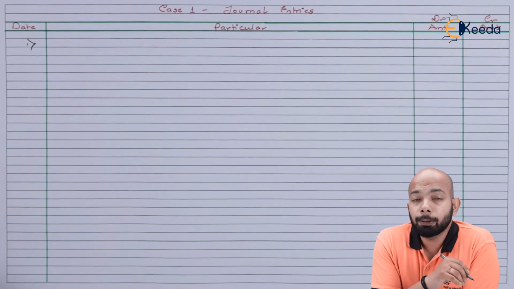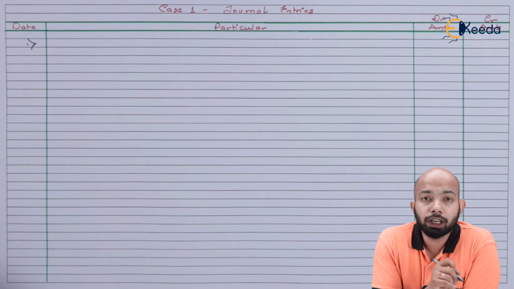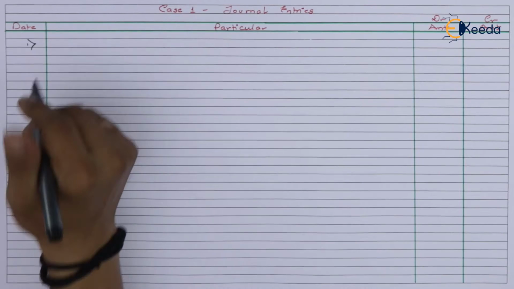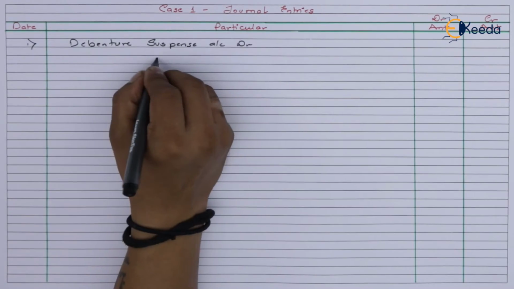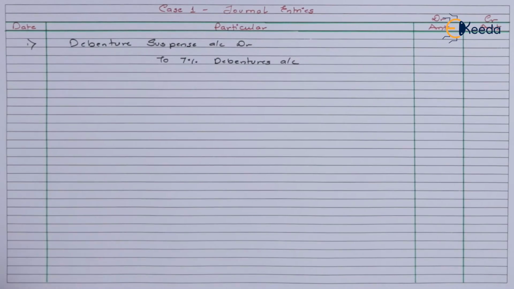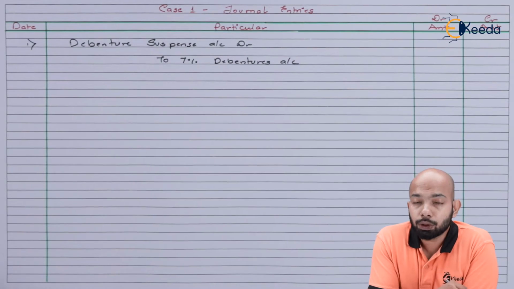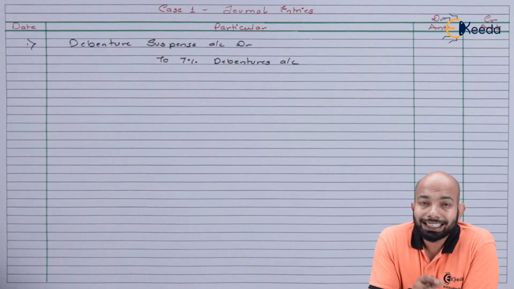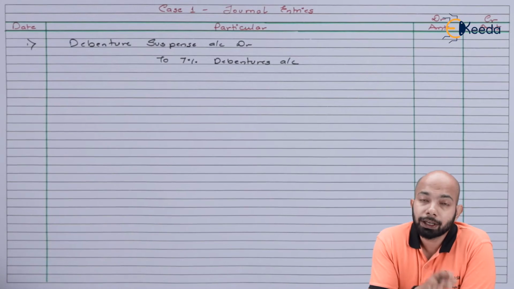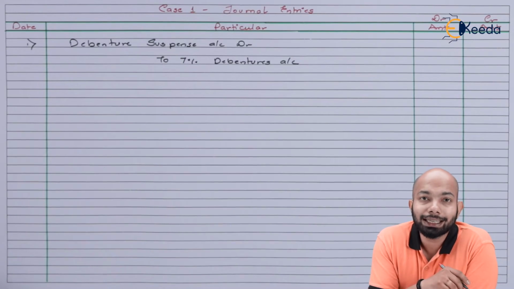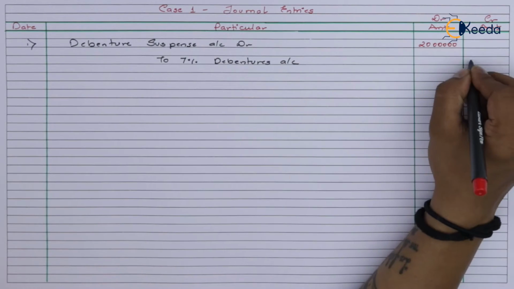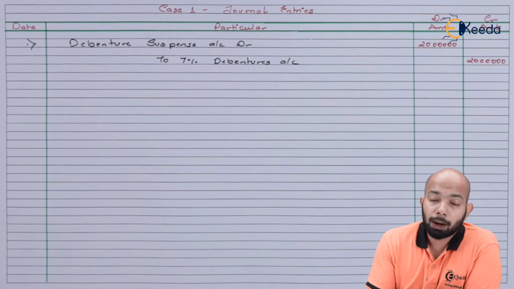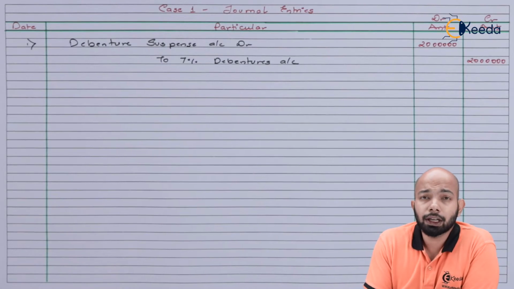So the first entry that will be passed here will be debenture suspense account debit to 7% debentures. Now this total loan that was procured here was for 19 lakhs. However, we had to issue debentures worth rupees 20 lakhs. So we'll issue that specific transaction here. So the amount has been mentioned. Let's go ahead and figure out the narration here.